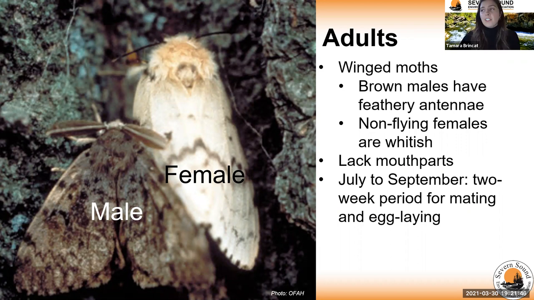Females will send out pheromones to attract a male. At this point, their sole purpose is to mate and lay eggs. Again, they're no longer feeding because they don't have any mouth parts. The females are capable of laying more than one egg mass, but they typically only lay one. And the male moth can actually mate with multiple females.